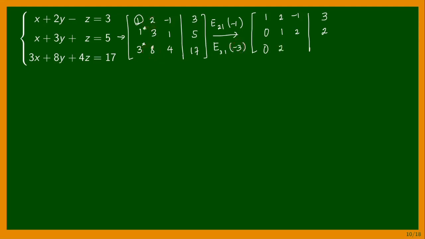Next, negative 3 times negative 1, that's 3, right? Plus 4, that's 7. Finally, negative 3 times 3, negative 9 plus 17, I think that is 8. I hope this is correct.